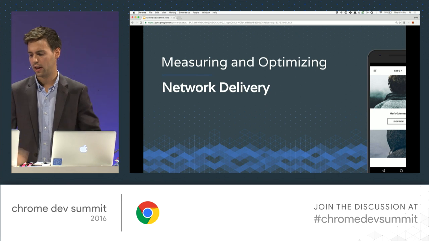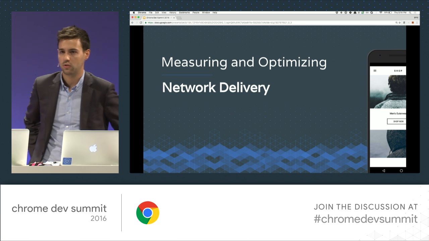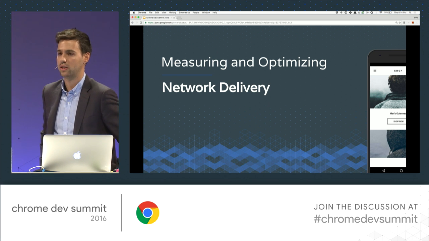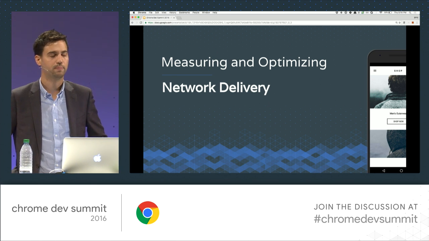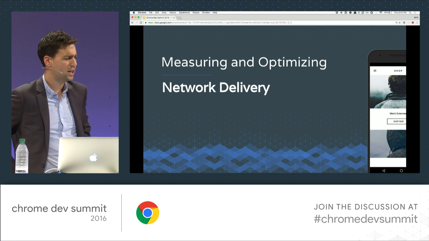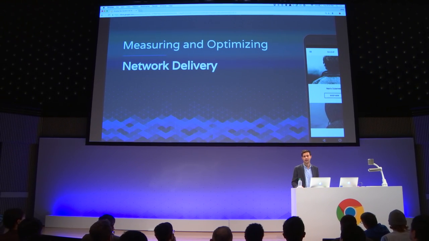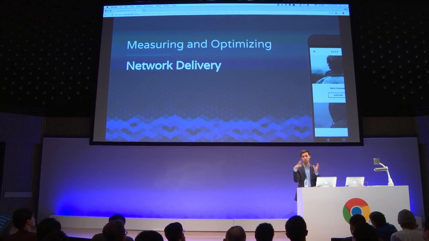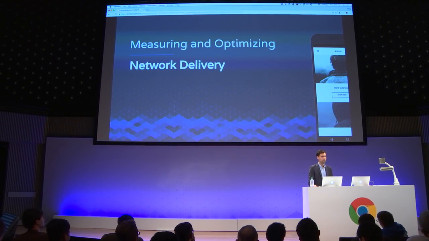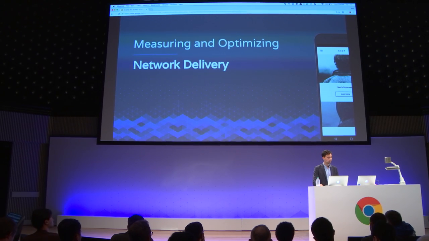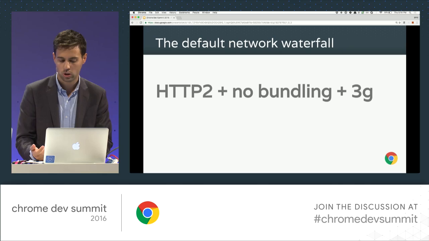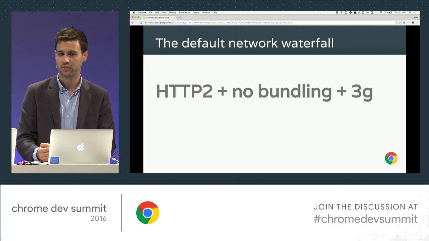So what I did was I took the Polymer shop site, like you've seen today, and I cloned this down locally, and I started making a bunch of changes to it. I started out with a pretty simple baseline. I didn't bundle any of my assets, so I have individual assets for everything, not one big blob. I then set up an HTTP2 server, and I simulated a 3G network. And by simulate, I mean I actually had a 3G network that I tested this on. So we got some real world sort of metrics. So let's take a look in DevTools how we can get a feel for what this is like.